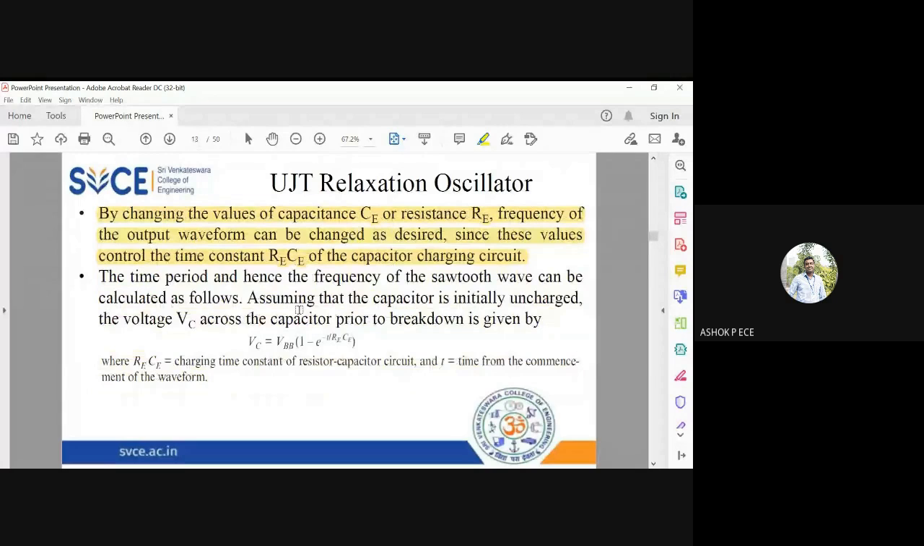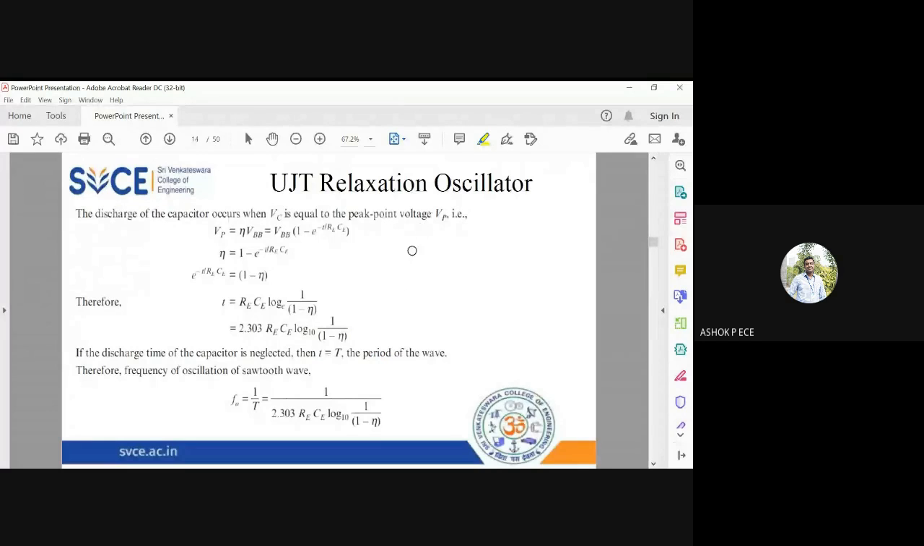You know the capacitor's charging and discharging waveform is usually exponential. So the capacitor charging waveform is given by Vc equal to Vbb into (1 minus e power minus t by Re into Ce). This formula is the general charging formula for a capacitor, so you need not derive it at this point. Vbb is the voltage through which the capacitor is going to charge, and this is the voltage across the capacitor at any point of time. The capacitor will charge till Vc equal to Vp.